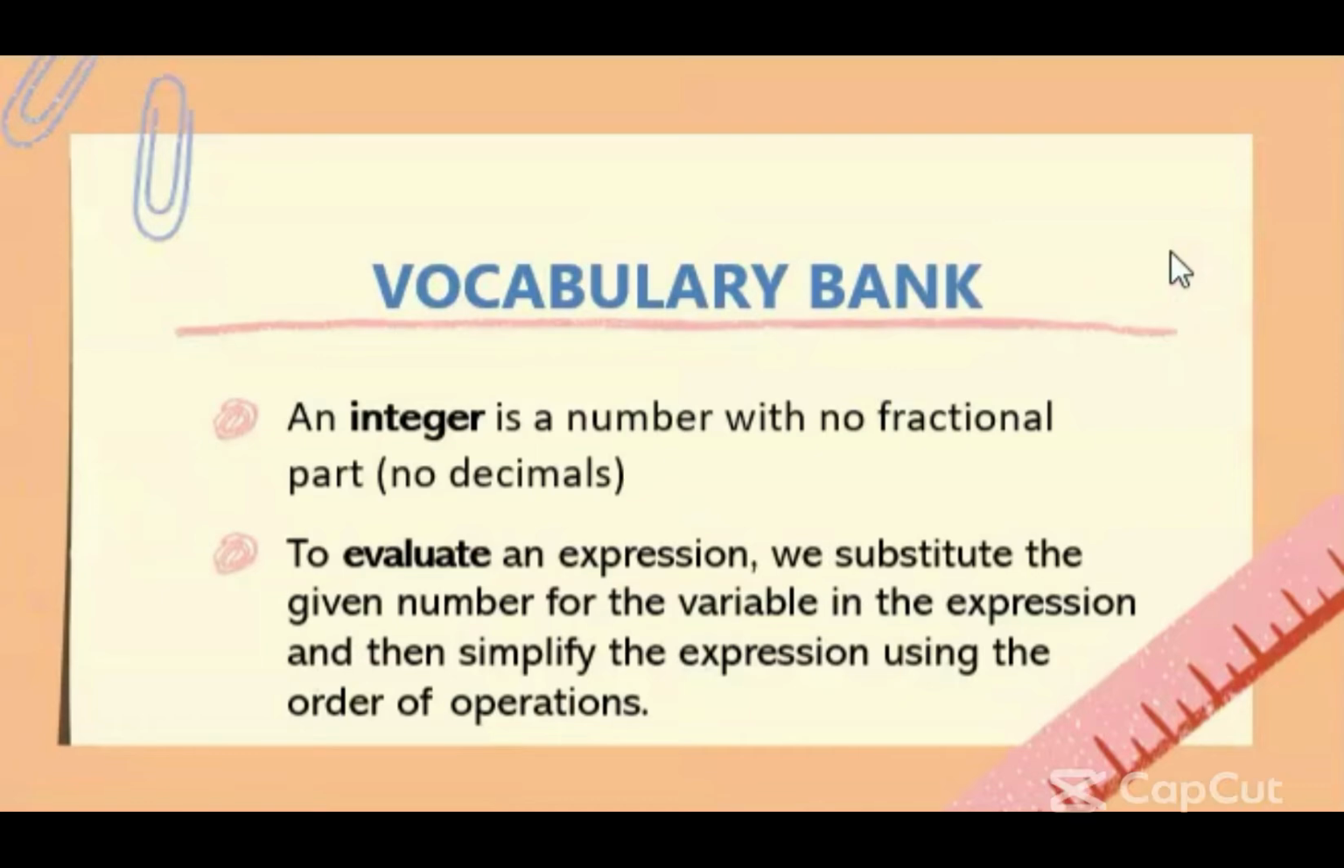An integer is a number with no fractional part or no decimal. So kapag walang decimal, kapag hindi decimal or fraction, it is called integer. So the counting numbers 0, 1, 2, 3, 4, 5, 6, 7, 8, and then -1, -2, those are integers. So to evaluate an expression, para ma-evaluate ang expression, sinasubstitute natin yung value or yung number sa variable. And then procede tayo sa operations.